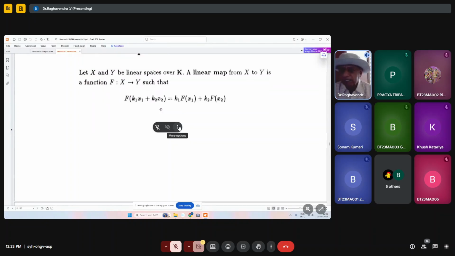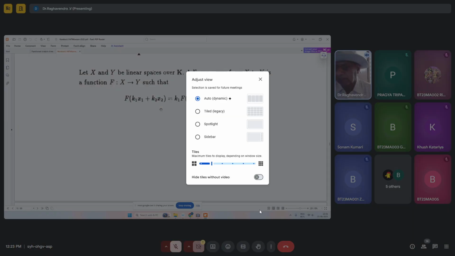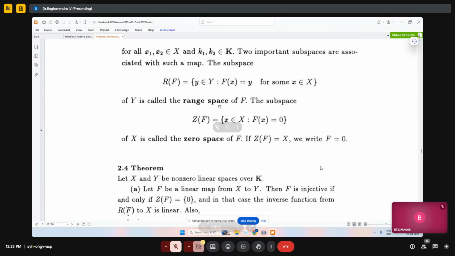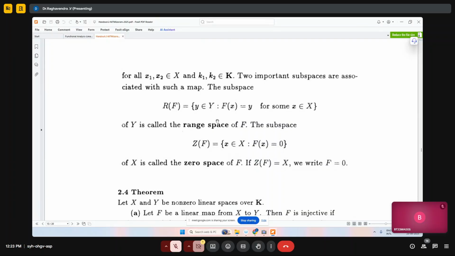Now, let X and Y be linear spaces over real or complex, which is denoted as K. F is called linear if F of K1 X1 plus K2 X2 is K1 F of X1 plus K2 F of X2. That's the linear map, okay? That's the definition, for X1, X2 in X, and for two scalars K1, K2.